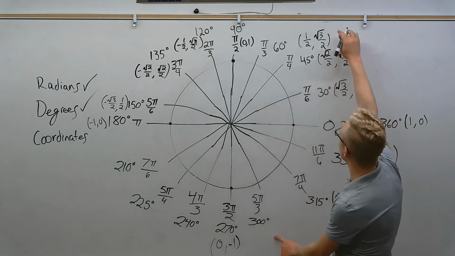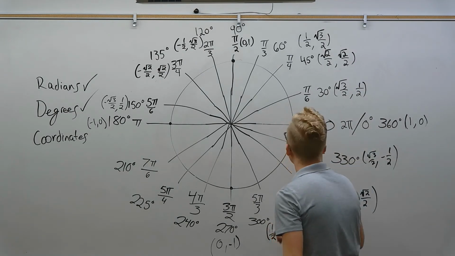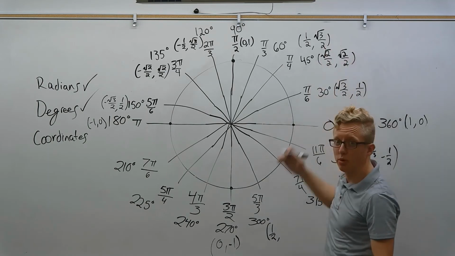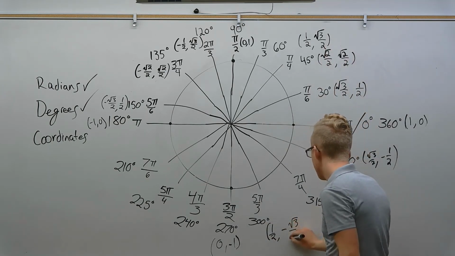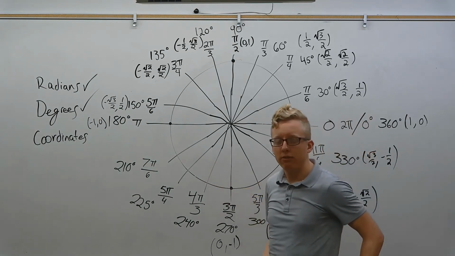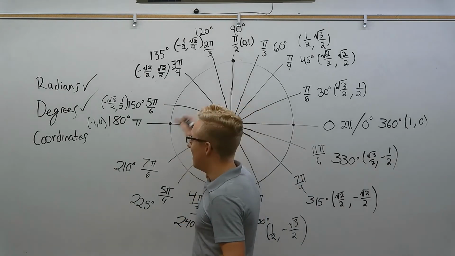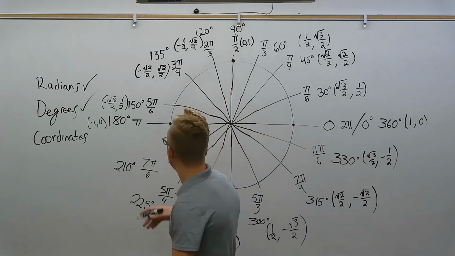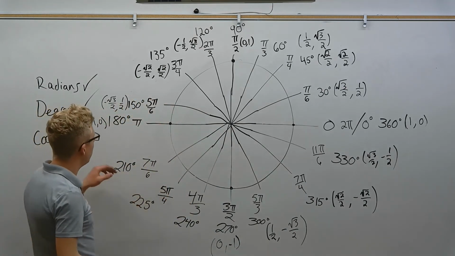And down here, we're going to have a positive 1/2 and a negative root 3 over 2. Okay, we're done with the fourth quadrant. And now for the third quadrant, we negate everything, right? Because we have negative x's and negative y's. So we can start with this second quadrant as a reference.